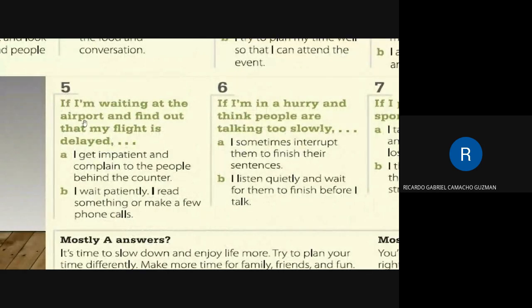The number five says, if I'm waiting at the airport and find out that my flight is delayed, I get impatient and complain to the people behind the counter, or I wait patiently, I read something, or make a few phone calls. On this one, I think that I am a letter B. What about you? What about you guys? I get impatient and complain to the people behind the counter.